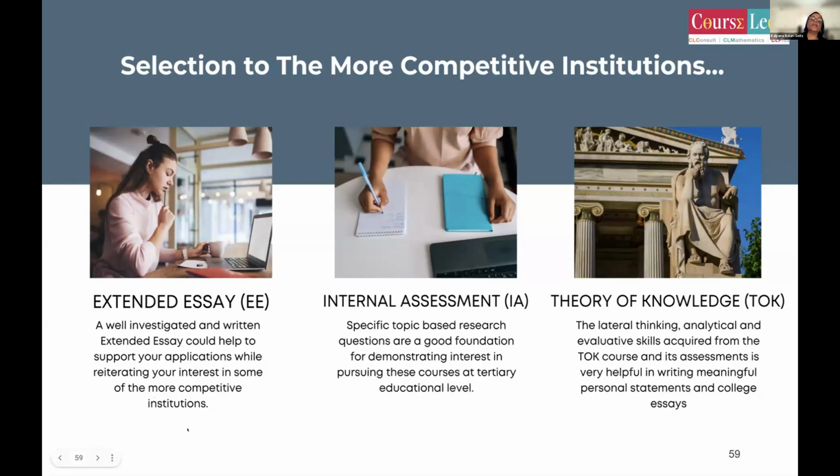So these are some things that can be used in their applications to university in the personal statement. Similarly, in a college essay, if there's a topic that has been done on psychology or in the arts, something along those lines, if the college prompt says that, then talking about a significant research that they've done for the internal assessment or extended essay, and talking about what their learning outcomes were from that experience, could form a part of their college essay.